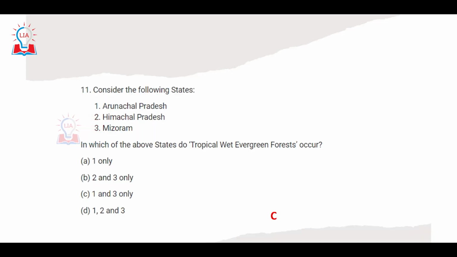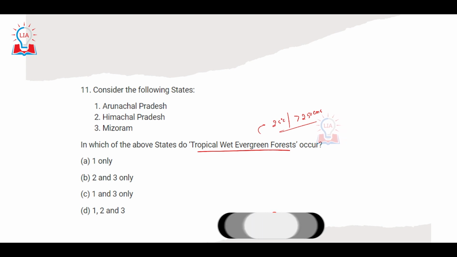The 11th question is again related to natural vegetation, where it has been asked that in the given three states, that is Arunachal Pradesh, Himachal Pradesh and Mizoram, in which of the states will you find tropical wet evergreen forest. So obviously tropical wet evergreen forests are forests which develop in areas where the temperature is in the range of 25 degrees Celsius and rainfall is generally greater than 250 centimeters on an average annual basis.